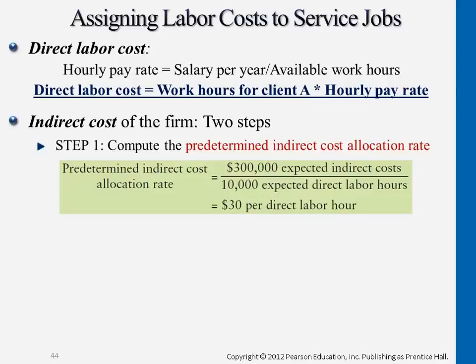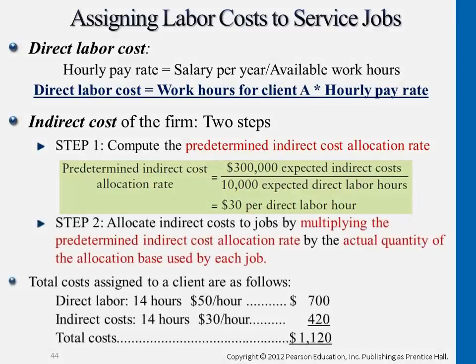So you expect the total labor hours, and you expect the total pile of indirect costs. So use those hours to divide the indirect costs. First of all, figure out a rate, the indirect cost allocation rate, and then you simply multiply that rate by the exact number of hours the workers have devoted to each particular job.